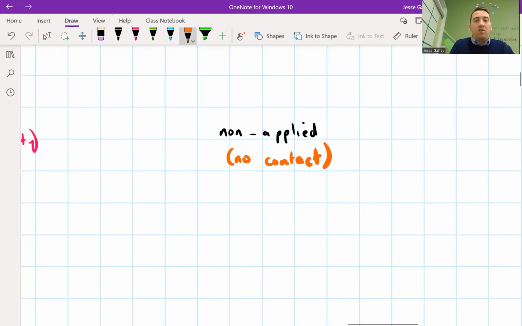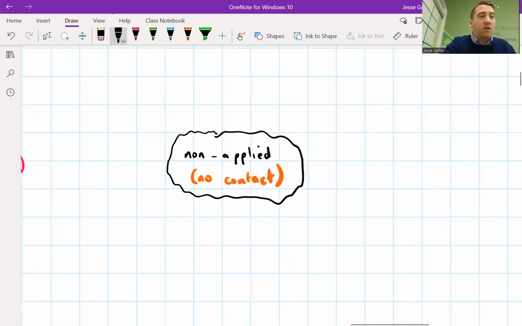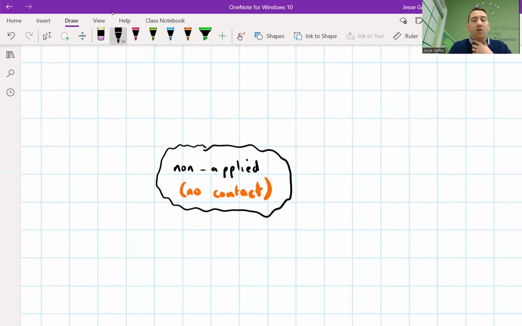No contact. So pushes and pulls that work over a distance, if you like. There's a distance between the two objects that are causing the forces on each other. Okay, so I'm going to give a person parachuting. Oh no, I'm going to say actually a person falling from a plane. Okay, so why is it that they fall down and not up? Well, they're being pulled by Earth, Earth's gravity, even though Earth is not in contact with them.